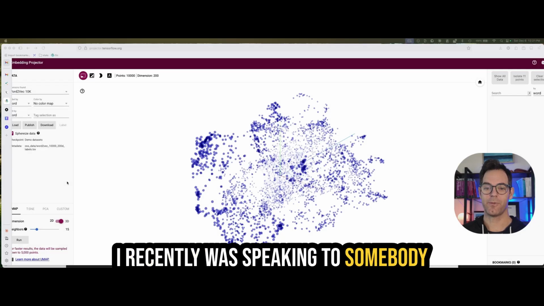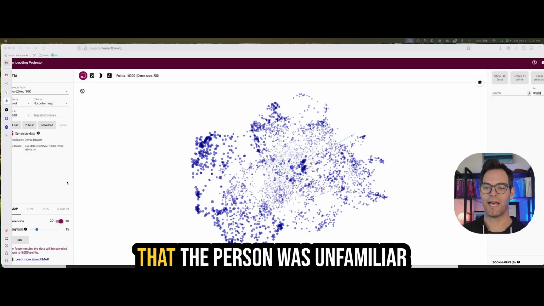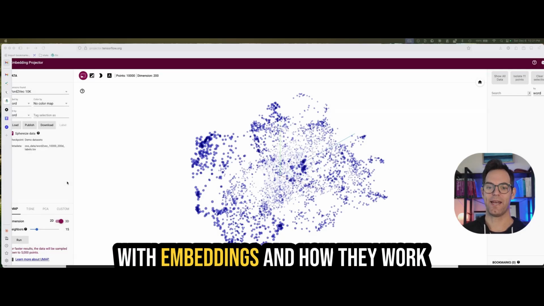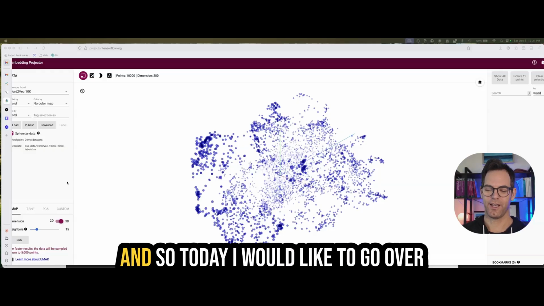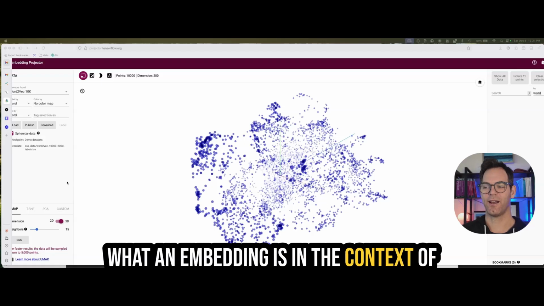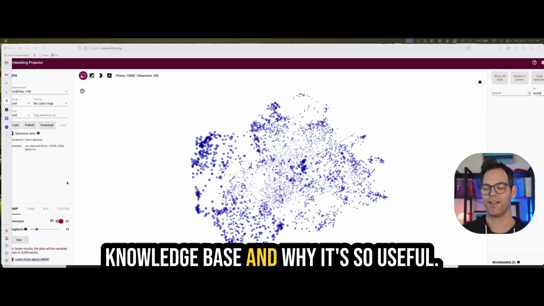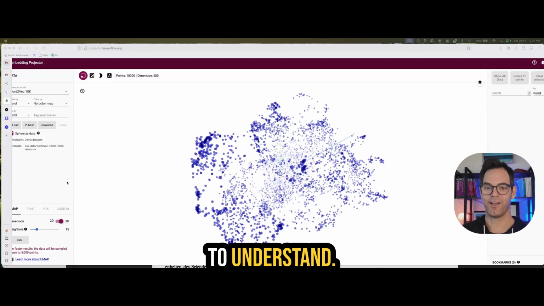I recently was speaking to somebody about knowledge bases, and I realized that the person was unfamiliar with embeddings and how they work to help us use knowledge bases. And so today I would like to go over what an embedding is in the context of a knowledge base and why it's so useful to understand.